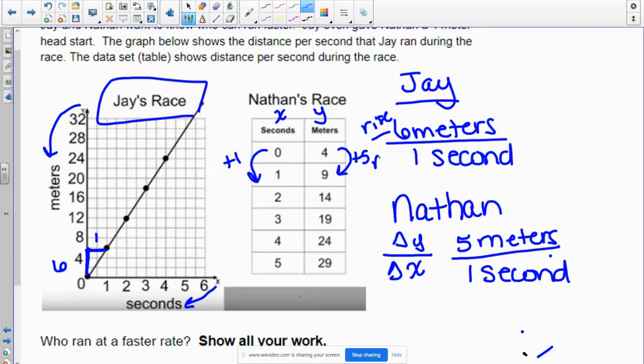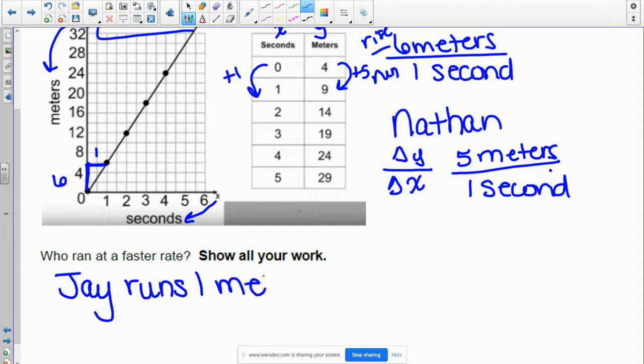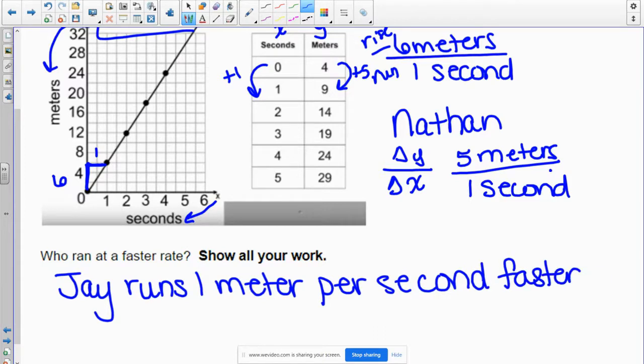So when we compare these two, it's nice because you can have them both in a unit rate. If you look at this, 6 meters in 1 second, so that person goes 6 full meters, so think of a meter stick, 6 meter sticks in a second, and Nathan can run 5 meters in a second. So who runs a faster rate? That's definitely J. So now we're going to write our sentence here. J runs 1 meter per second faster than Nathan.